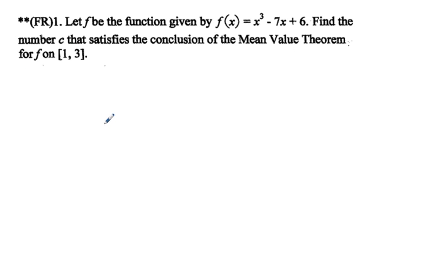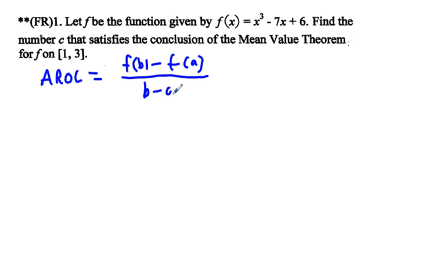Here we have a problem. Let f be the function given by f of x equals x cubed minus 7x plus 6. Find the number c that satisfies the conclusion of the mean value theorem for f on the closed interval 1 to 3. Well, first of all, we're going to find the AROC, which is f of b minus f of a over b minus a. Here we are given 1 is going to be a, and 3 will be b.